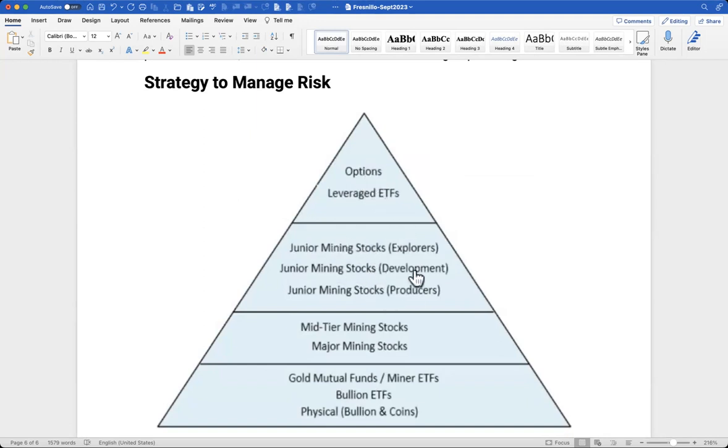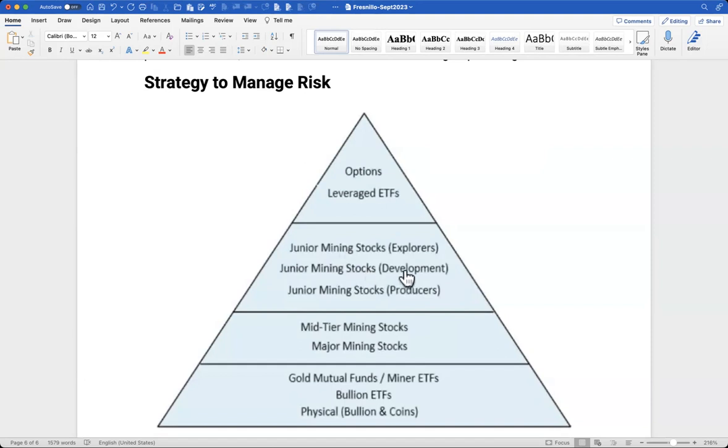Okay, so this is the big box right here. This is the one that we need to go over real quickly. So I have juniors broken into three buckets. You have the producers, and this can be an emerging mid-tier as well. But usually the producers are either emerging or they're small producers. So I'm not going to have a lot of money in small producers. The risk reward isn't there. So this is going to be a real small bucket. But then you've got these two buckets here.